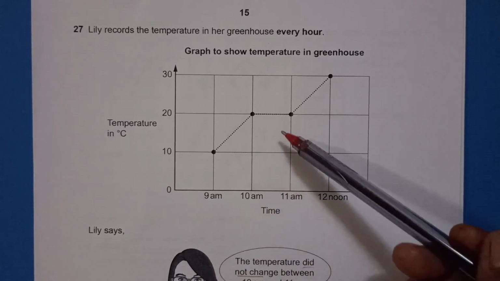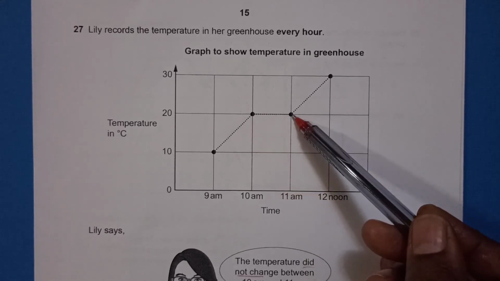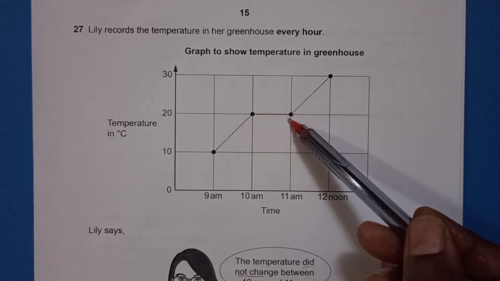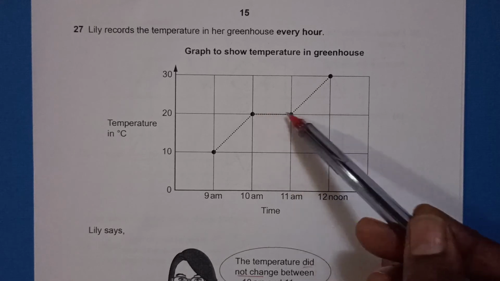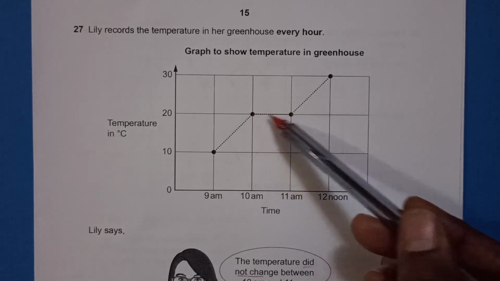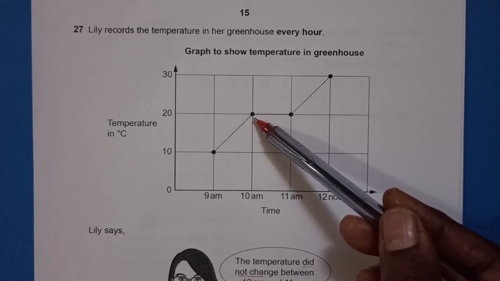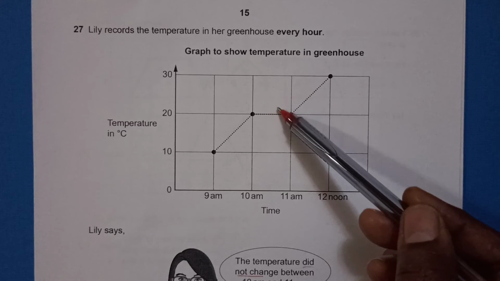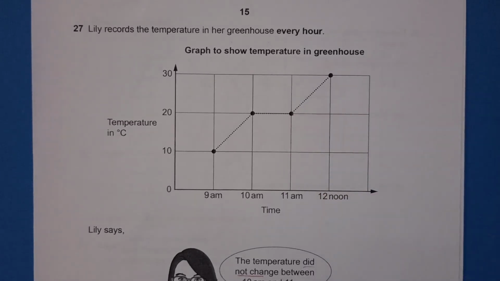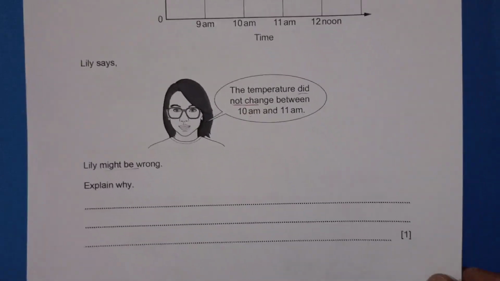So she may be wrong because Lily measured at 10 and then at 11. So we don't know what the temperature is in these 2 hours. So what could have happened? The temperature might have risen, then it could have come back to the same degree as at 10 a.m. So what reason can we write down?